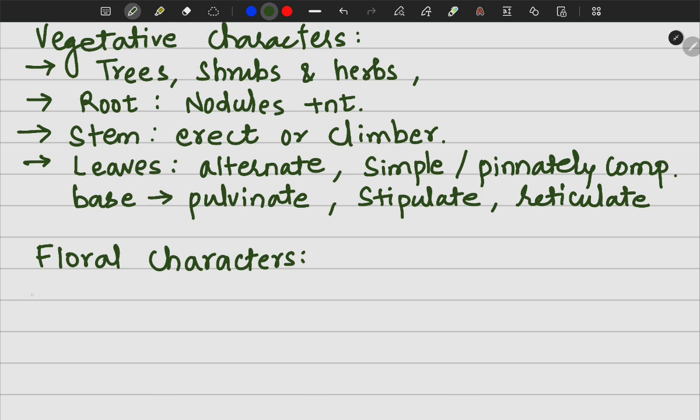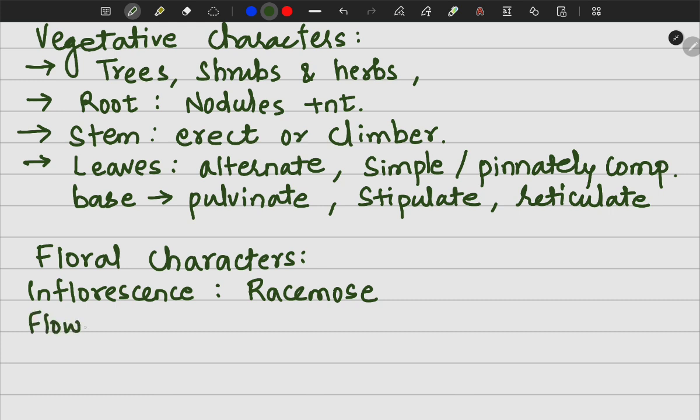So in the floral characters, we will start with inflorescence. Here racemose inflorescence will be found. I hope you remember racemose inflorescence. If we talk about the flowers, they will be bisexual and zygomorphic or bilaterally symmetrical. All right.